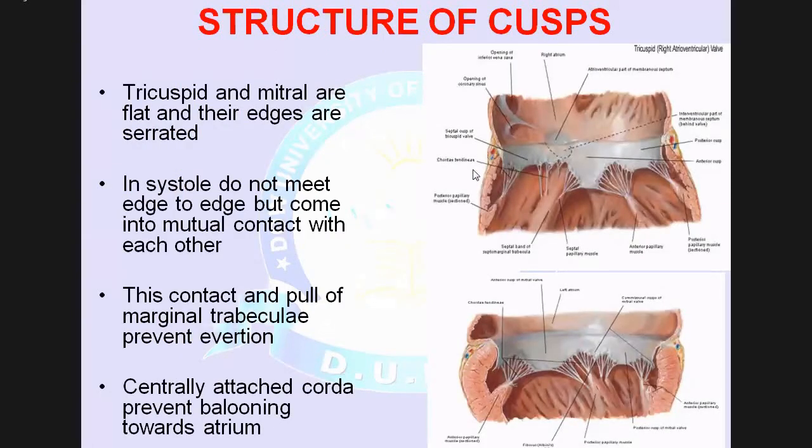So the structure of the cusps of the tricuspid and the mitral valves, you would notice that these valves are pretty much flat, and they're not semicircular with lunules. They are connected through the chordae tendineae to the papillary muscles. In contraction, their edges come into contact with each other, and the chordae tendineae restrict their movement so that these would not collapse into the atrial cavity, thereby preventing regurgitation.